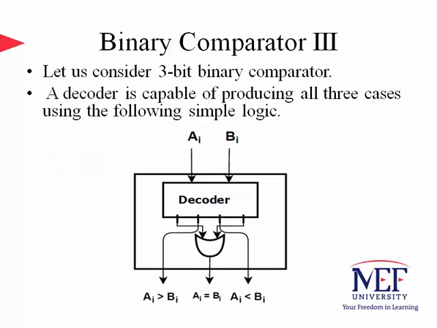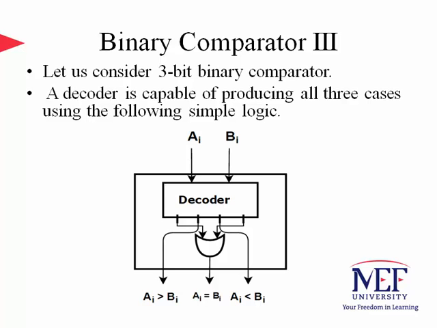When we examine the output of a decoder, we basically figure that if one of the outputs AB and A prime B prime is logical 1, then we can assert that bits are equal. If AB prime is 1, that means A is greater than B, because this output is equal to 1 only if A is 1 and B is 0. Similarly, if A prime B is 1, that means A is less than B, because this output is equal to 1 only if A is 0 and B is 1. Therefore, a decoder is capable of producing all three cases using an extra OR gate as shown.